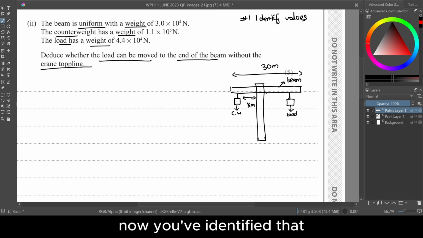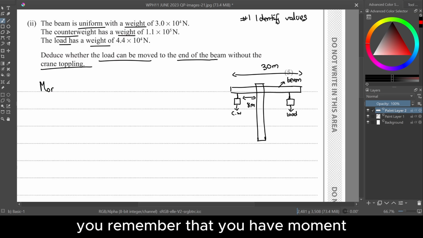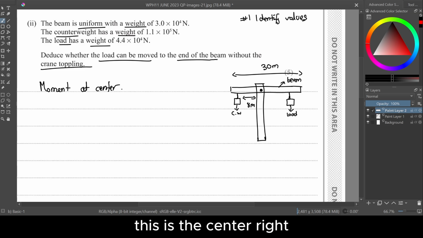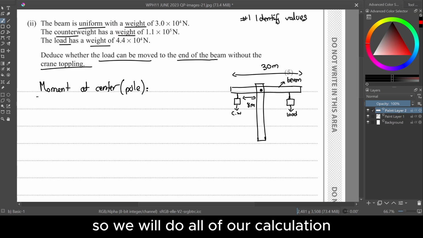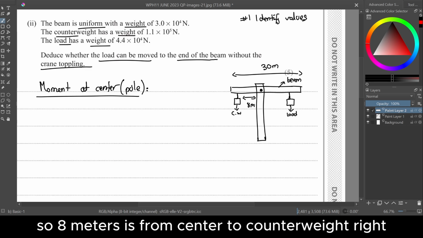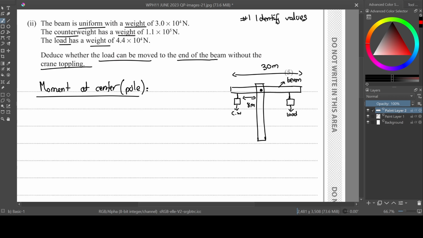Now you have identified that. Remember that you have moment. You're taking moments at the center, right? This is the center, basically the pole. So we will do all of our calculation according to this statement. Okay, so 8 meters is from center to counterweight, right?